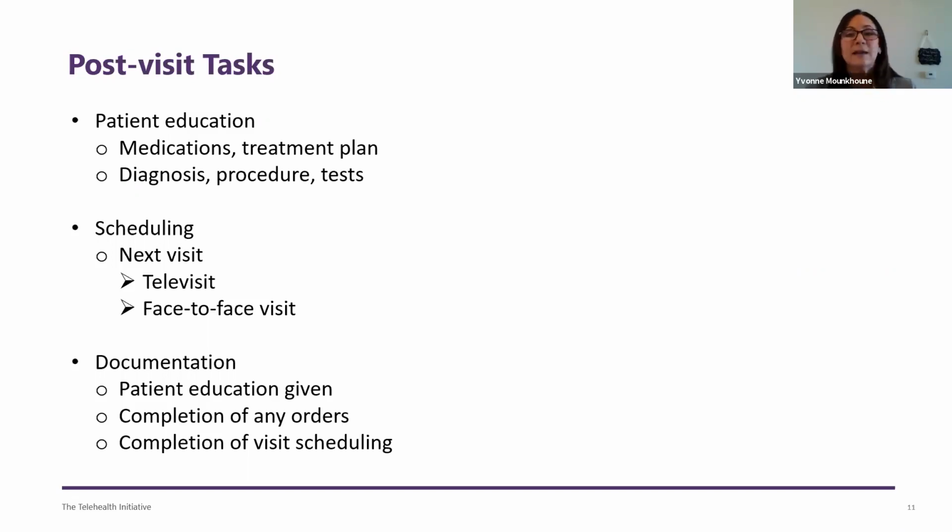Who does that? Is that, again, going to be the clinical staff providing the patient education, or are you going to hand that off to a front desk person to complete? Again, it just depends on the way your technology works, the size of your practice, the complement of staff you have. And then, of course, you want to make sure that you've completed all the documentation that the patient has been given, any educational materials electronically or otherwise, completion of any orders, and completion of the visit scheduling.